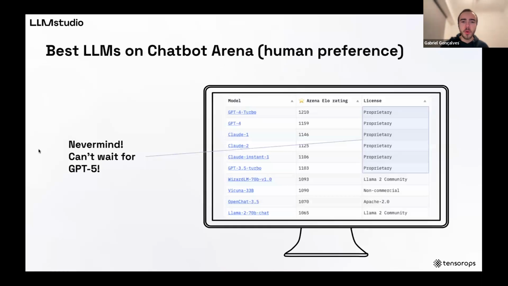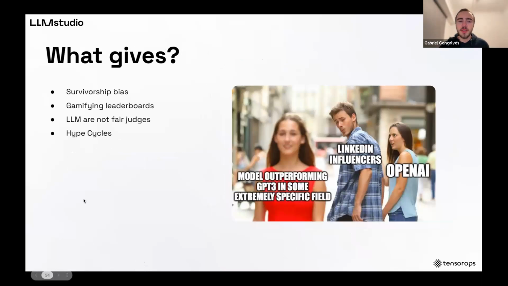But then once you go to Chatbot Arena, which is a human preference benchmark, we see that the top 6 are all proprietary models. So what gives here? Why is there such a big gap between the headlines we see on LinkedIn posts every day and what actually happens when humans choose what the best output is? So essentially, there's a survivorship bias here where we hear about these models that outperform GPT synthetically more often.